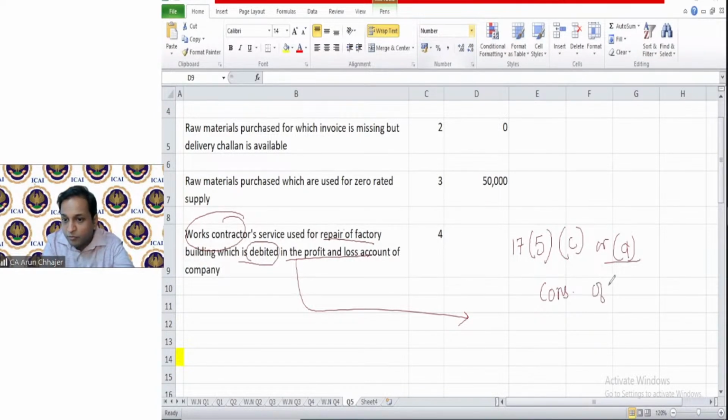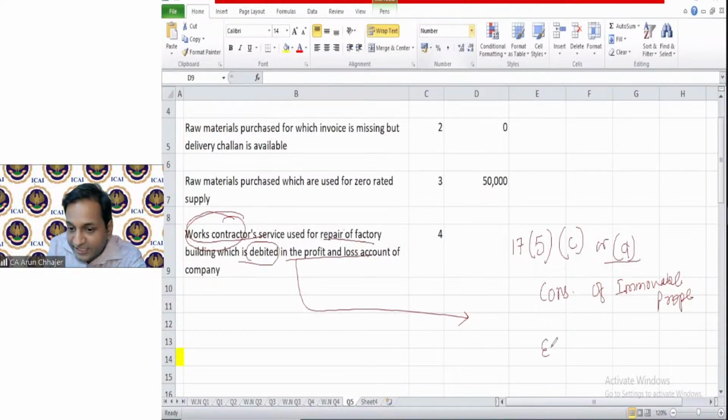construction of immovable property is under the block category, except plant and machinery. And there is also one more exclusion, when it is used for inward supply for making outward supply of the same category. Let me repeat once again. As per section 17 subsection 5 clause C or clause D, the construction of immovable property is covered under the block category.